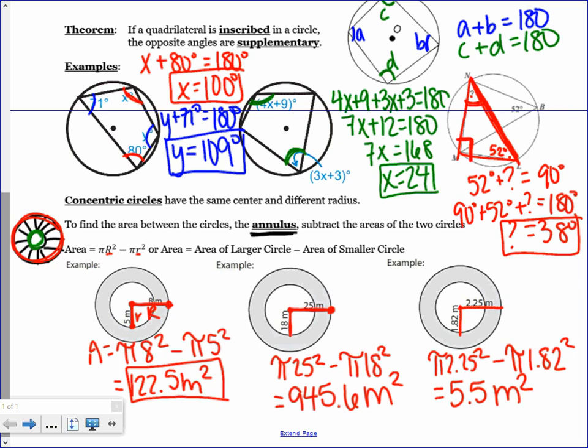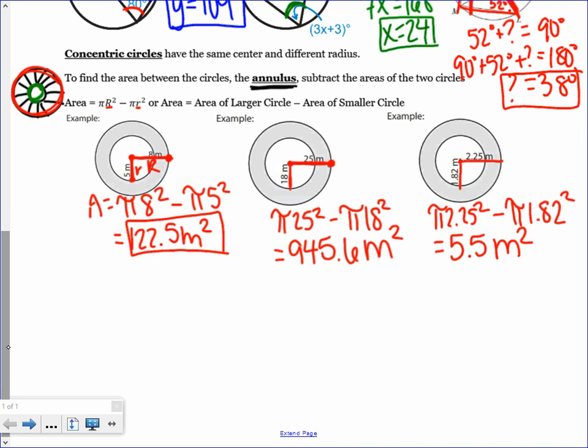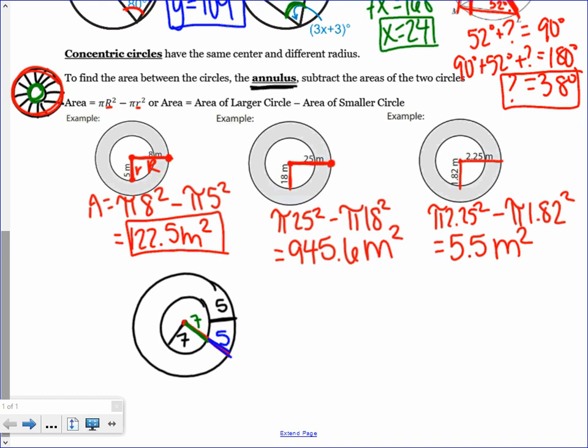So one thing to note with the concentric circles, sometimes they'll say this distance is 5 and this distance is 7, for instance. And you might think that the big radius is 5, but that's not the case. You have to go from the center all the way to the edge. So we know that the little radius here is 7, and we know that the radius from this little one to the big one is 5. So this whole radius is going to be 12.